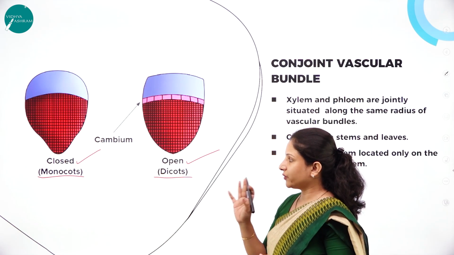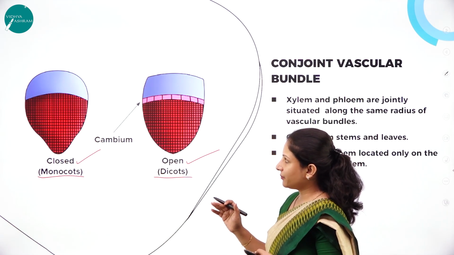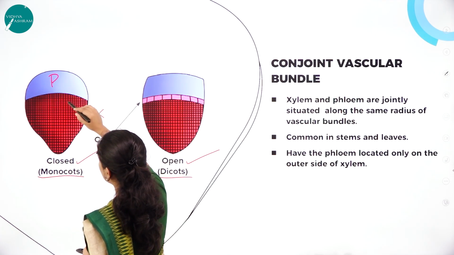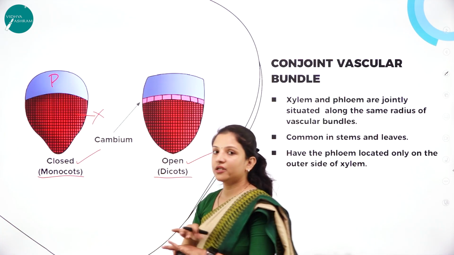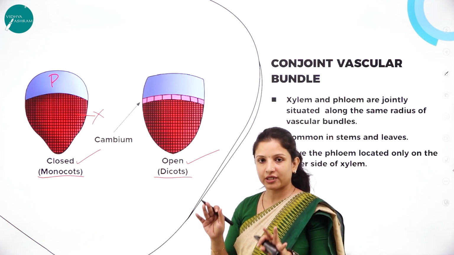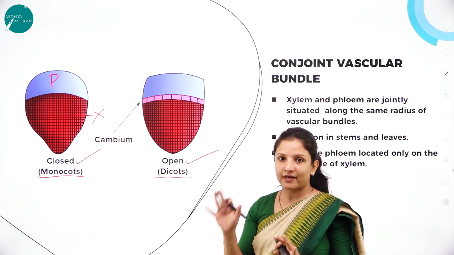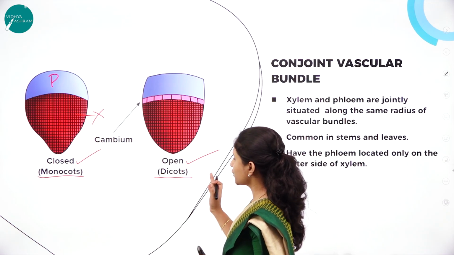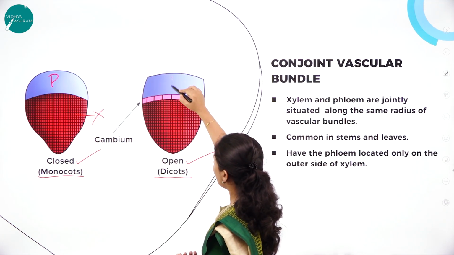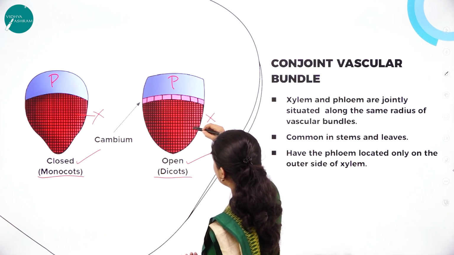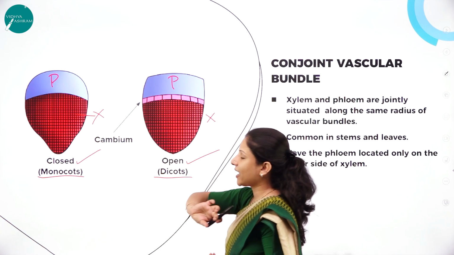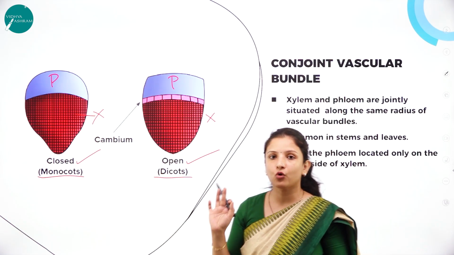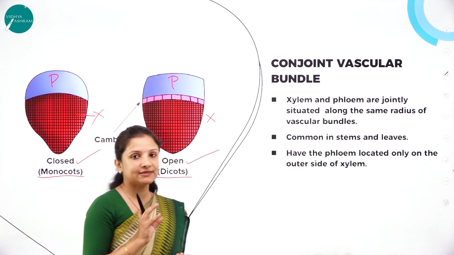So what is the difference between the two? In the conjoint closed vascular bundle, we have a patch of phloem and a patch of xylem, wherein in between the phloem and the xylem, there is no cambium ring present. Therefore, it is a conjoint closed vascular bundle, present usually in monocotyledonous plants. In the case of the conjoint open vascular bundle, again we have a patch of phloem, below that there is xylem, and between the phloem and the xylem there is a layer of cambium, or the cambium ring is present. Therefore, it is a conjoint open vascular bundle, usually seen in dicots.